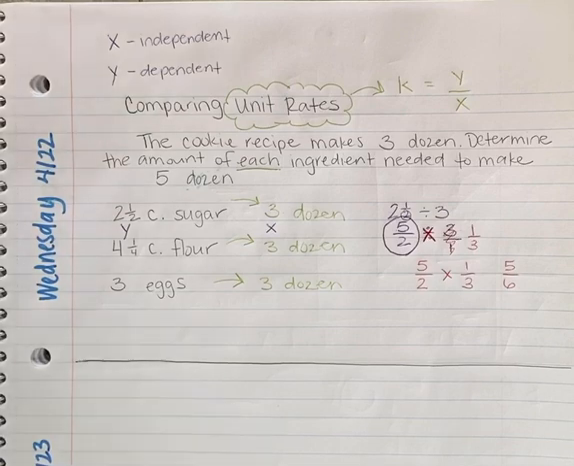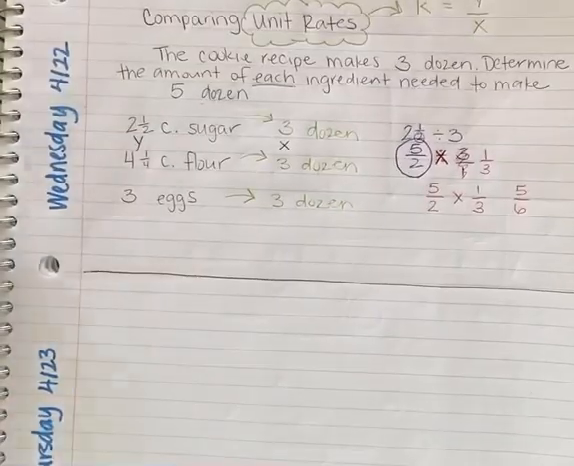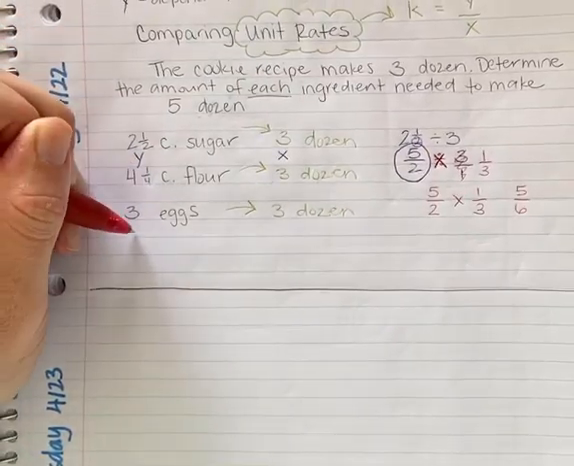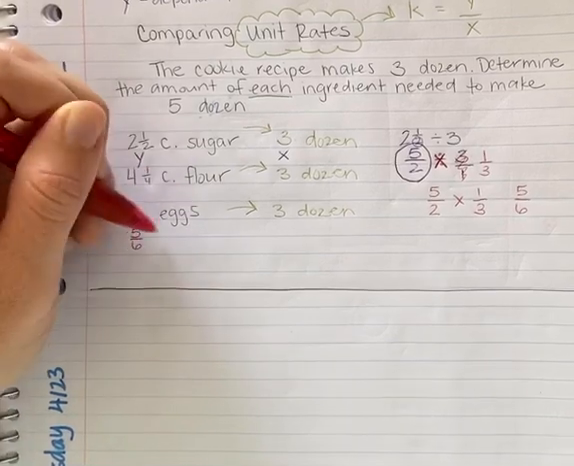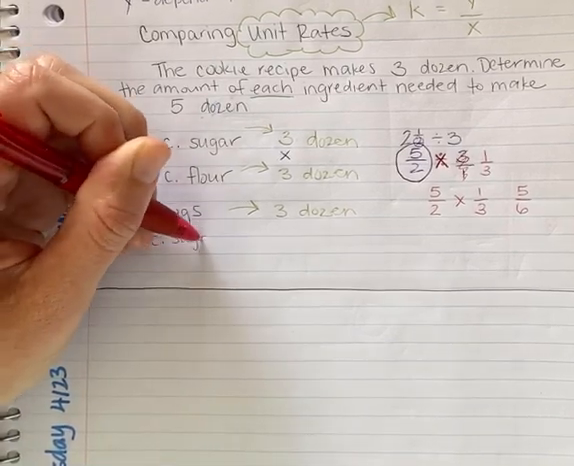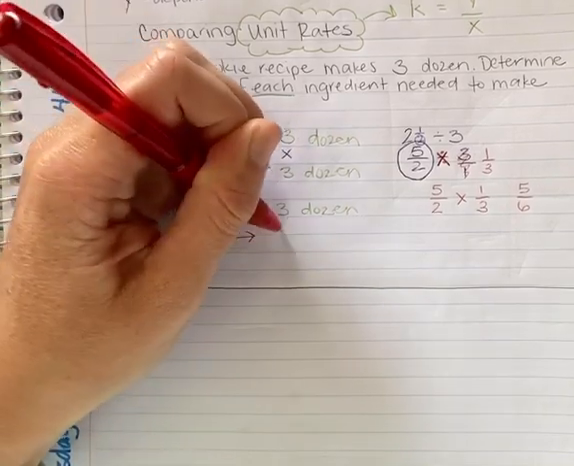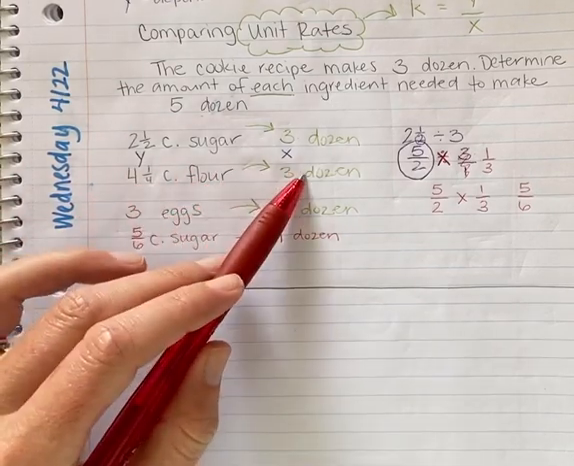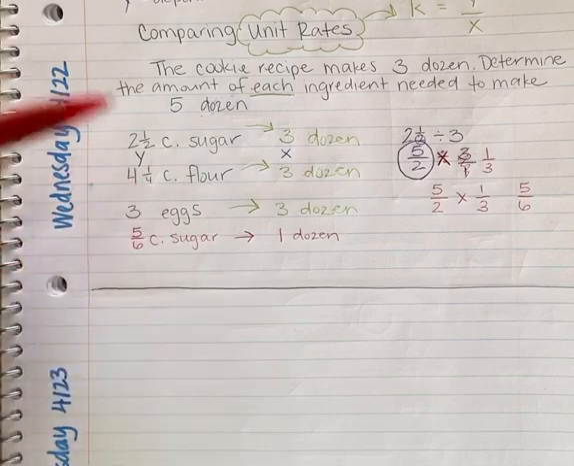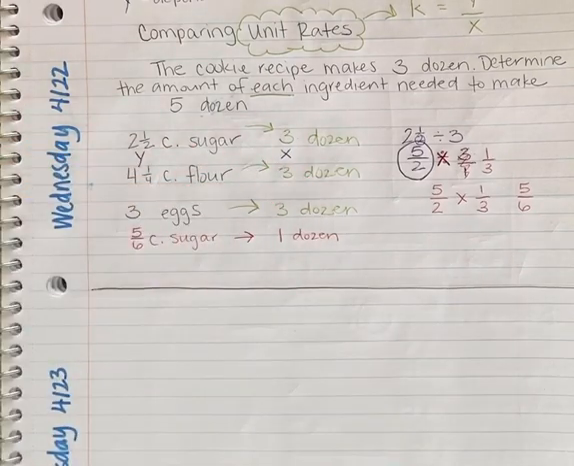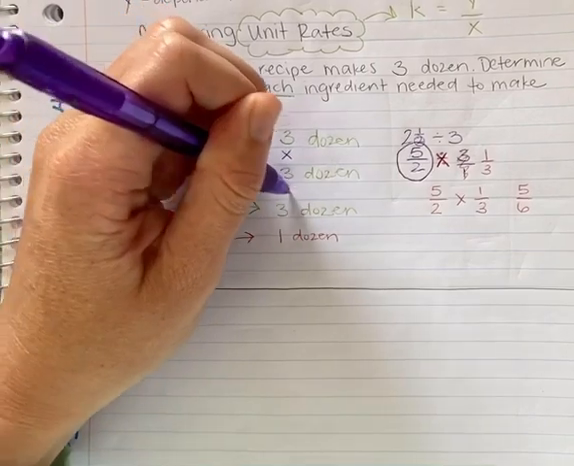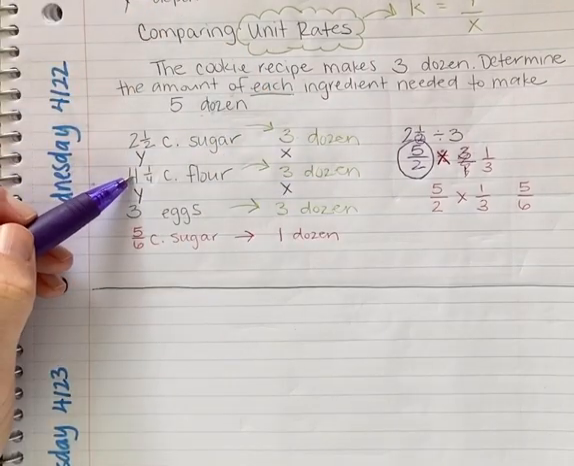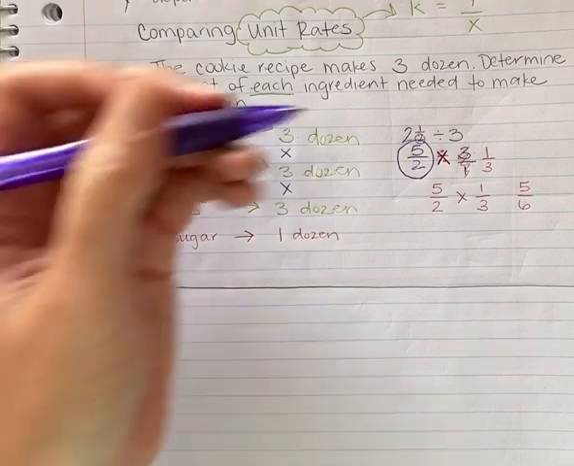I'll just write it down here. Bear with me because I don't have a ton of space. 5/6 cup of sugar would be for 1 dozen cookies. I'm going to do the same thing for each one. So 4 1/4 cups of flour makes 3 dozen. What would it be for 1 dozen? Well, I have to take this number and divide it by 3, or my Y, and divide it by my X. So now I have 4 1/4 divided by 3.